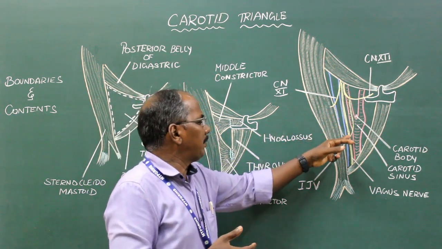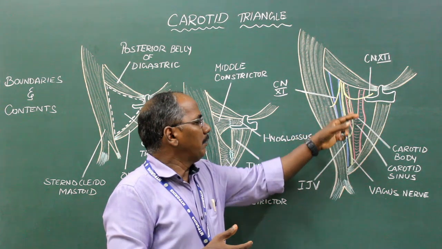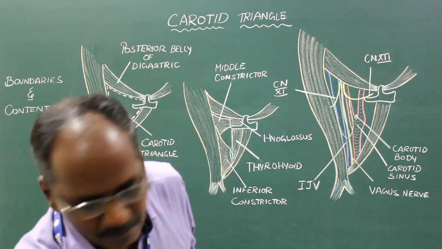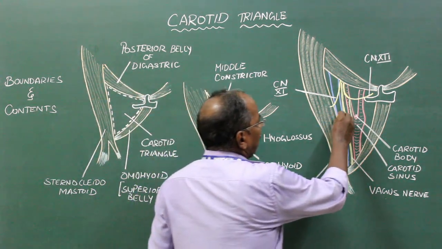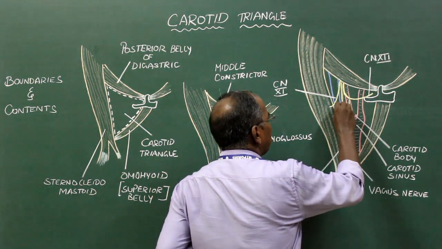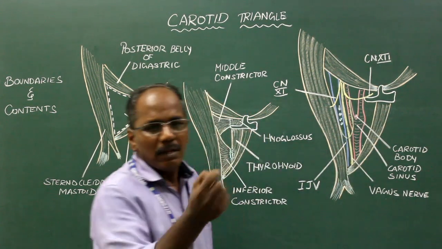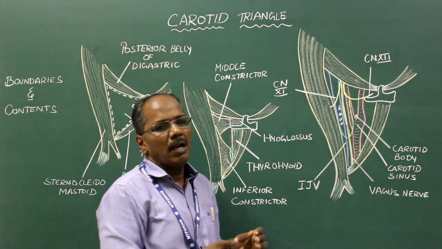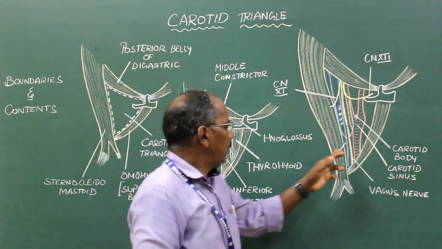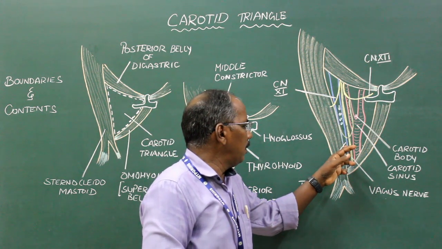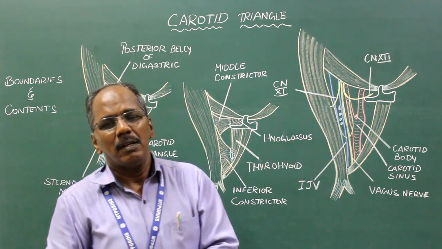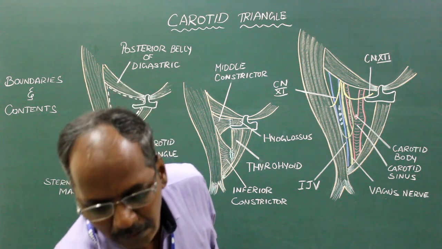Next one is ansa cervicalis. You can see the loop of the nerve forming the ansa cervicalis. Next one is deep cervical lymph nodes. So these are the deep cervical lymph nodes. And sympathetic chain. Finally, the carotid artery, the internal jugular vein and the vagus nerve are covered by a sheath known as carotid sheath. So these are the contents of the carotid triangle.